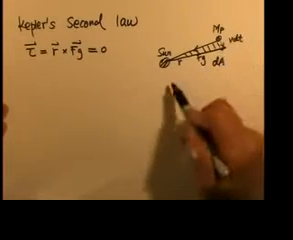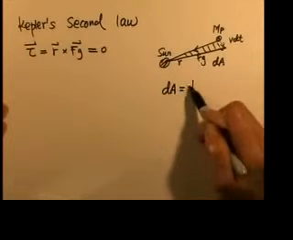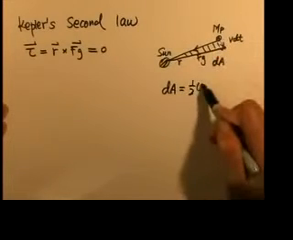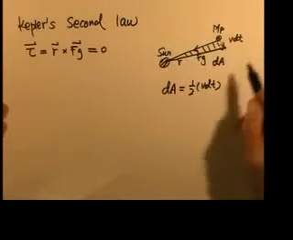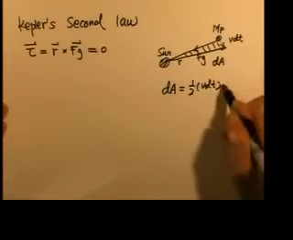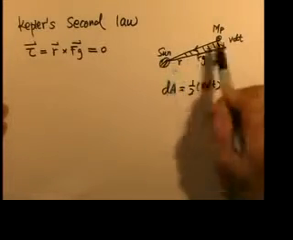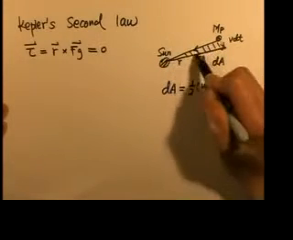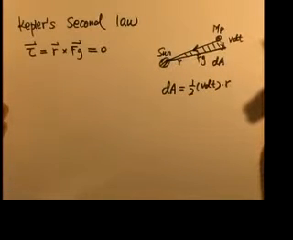And the area of this triangle, dA, equals 1/2 base times the height. Because it's very small, you can view this as a triangle. The height is the vector r. And on the other hand, the force between the sun and the planet is the gravitational force Fg. It is the gravitational attraction force.